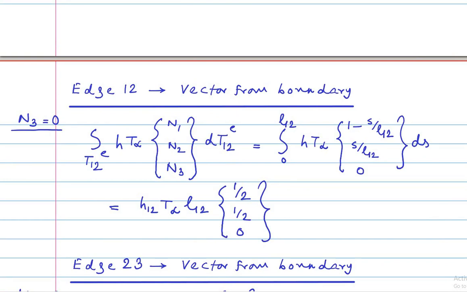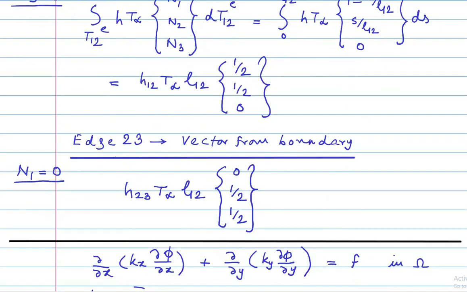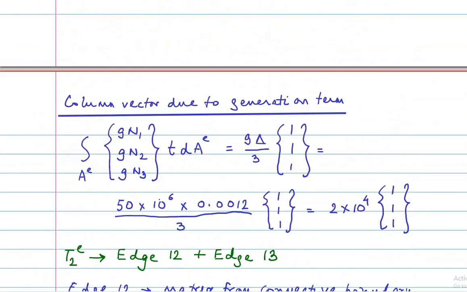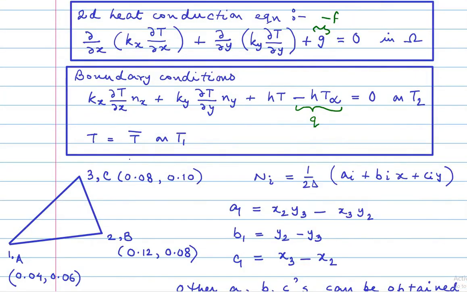So this is this, and this is half, half. Put the values of h12 and T infinity. And on edge 2 3, n1 is 0, so these two remain. So again please carefully note that for this term you get a vector, for this term you get a matrix, and for this term again you get a vector.